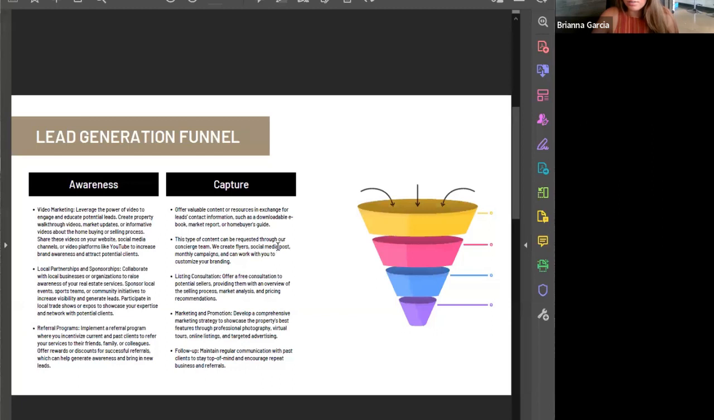So then moving on to the capturing section of the generation funnel would be listing consultations. I know this was a huge one last year. A lot of our agents were doing the free consultation to potential sellers. And what that would entail is providing them with an overview of the selling process, some market analysis, and pricing recommendations. I know the market changes very rapidly, so that's something to keep in mind when it's more of a high demand where there may be more sellers. So that's good if it's needed at the time.